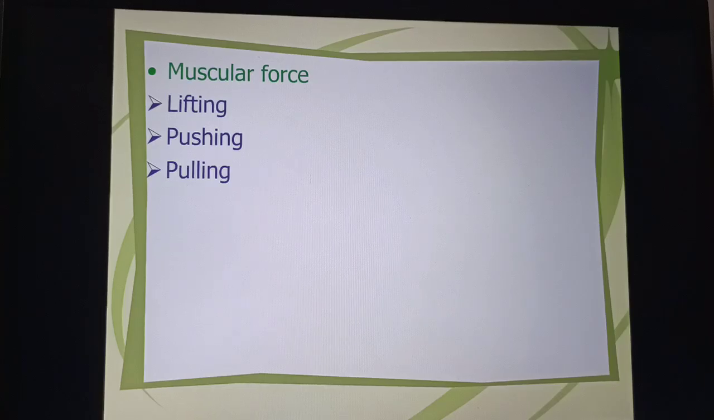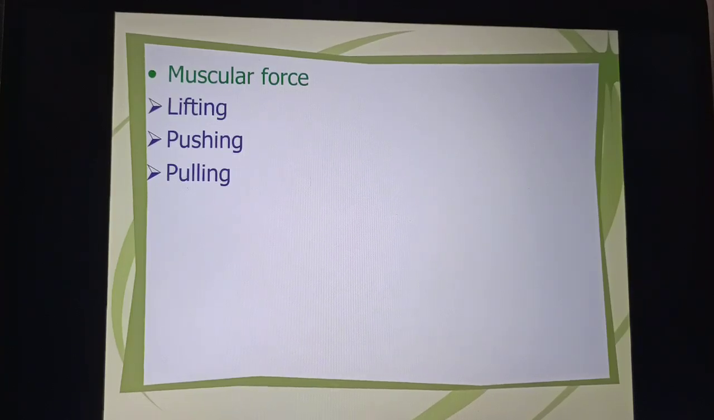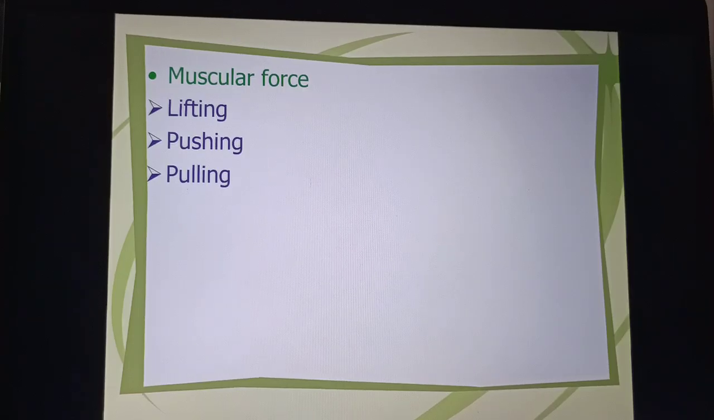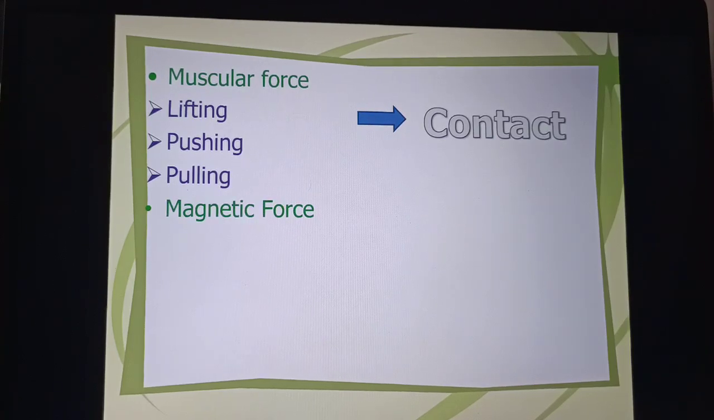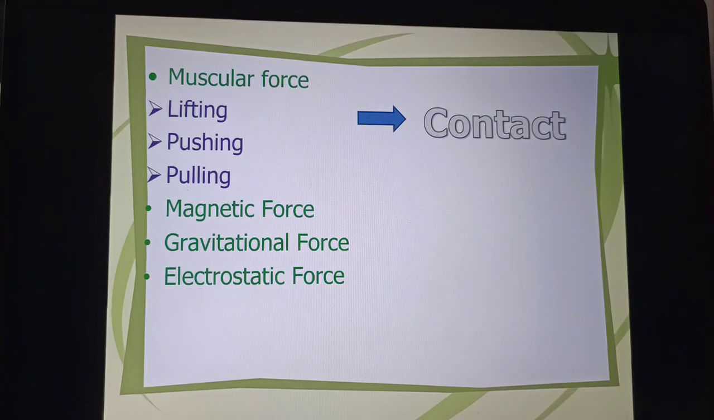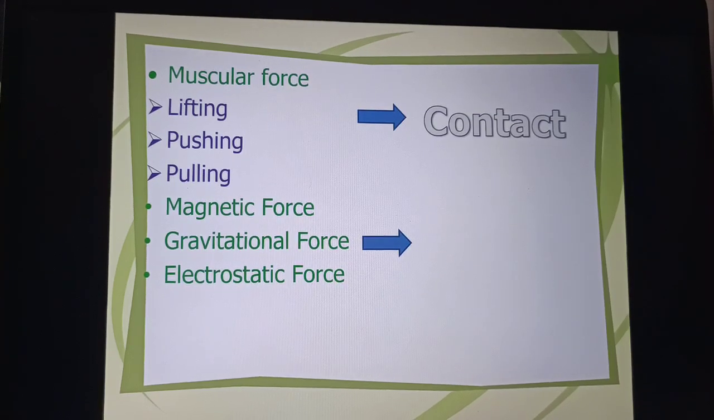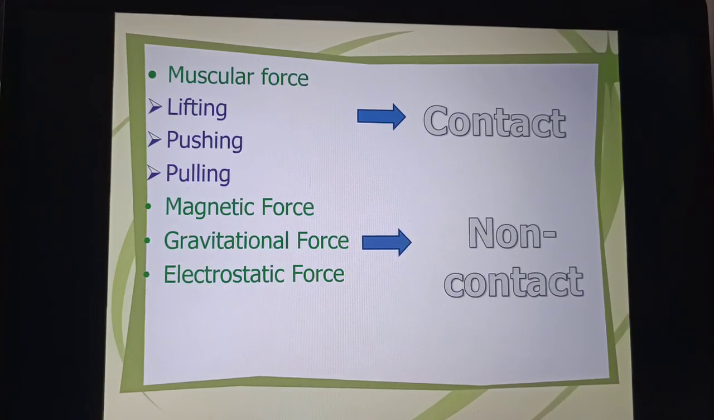Next, muscular force is an example of contact force and is applied to objects with the help of our muscles. It is applied in several cases such as lifting, pushing and pulling. These are the examples of contact force. Now, magnetic force, gravitational force and electrostatic force are the examples of non-contact force.